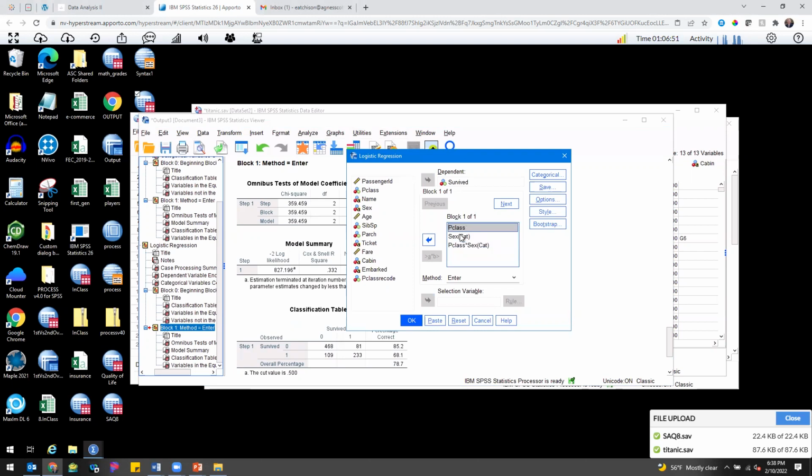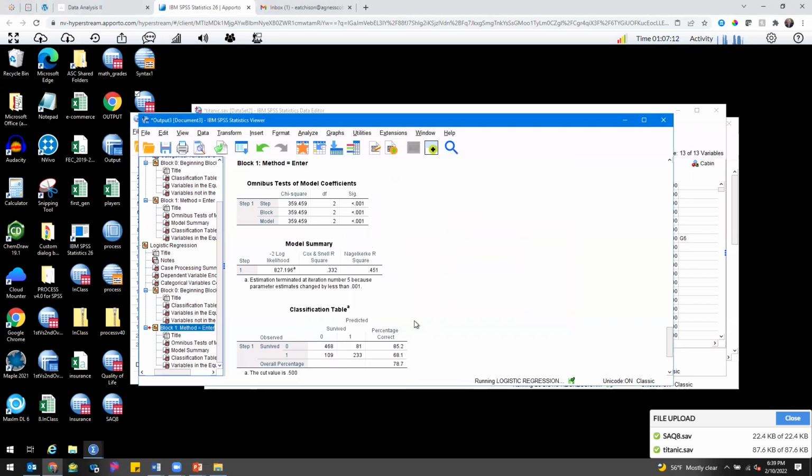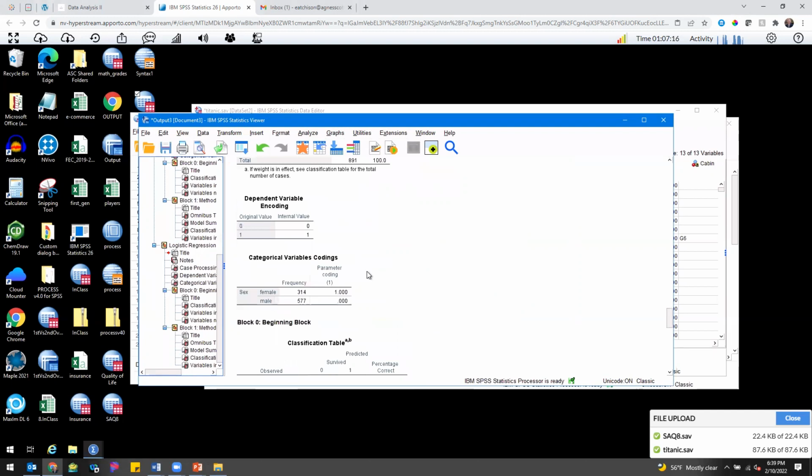So now, we wouldn't run it with these because that would be repetitive, right? So move those out. And there's nothing there. Good. So let's just do passenger class and sex combined, right? So we're looking at female first class, female second class, male first class, right? Hit OK as a simple logistic regression.